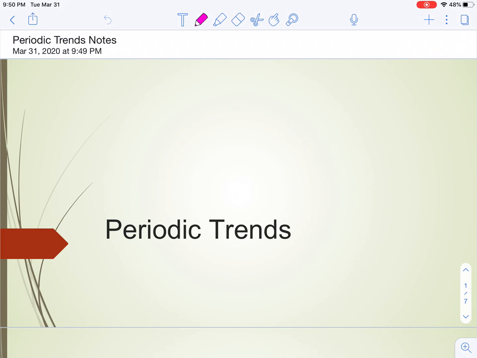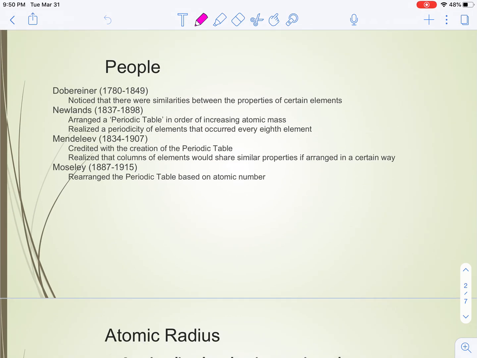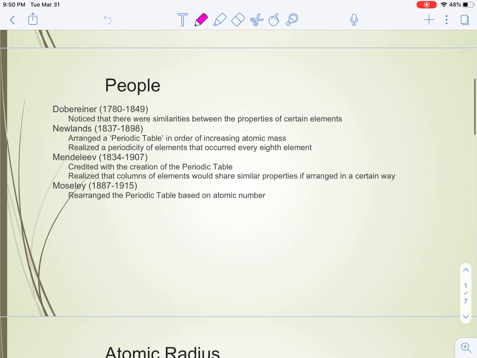Hi everyone. Today let's talk about some of the trends that you can recognize if you take a closer look at the periodic table. And just like a lot of times in this unit, we're going to start our study by looking at some of the people who made this all possible. So there are four main people who have had a pretty big impact on the periodic table. You can see here we've listed them chronologically.